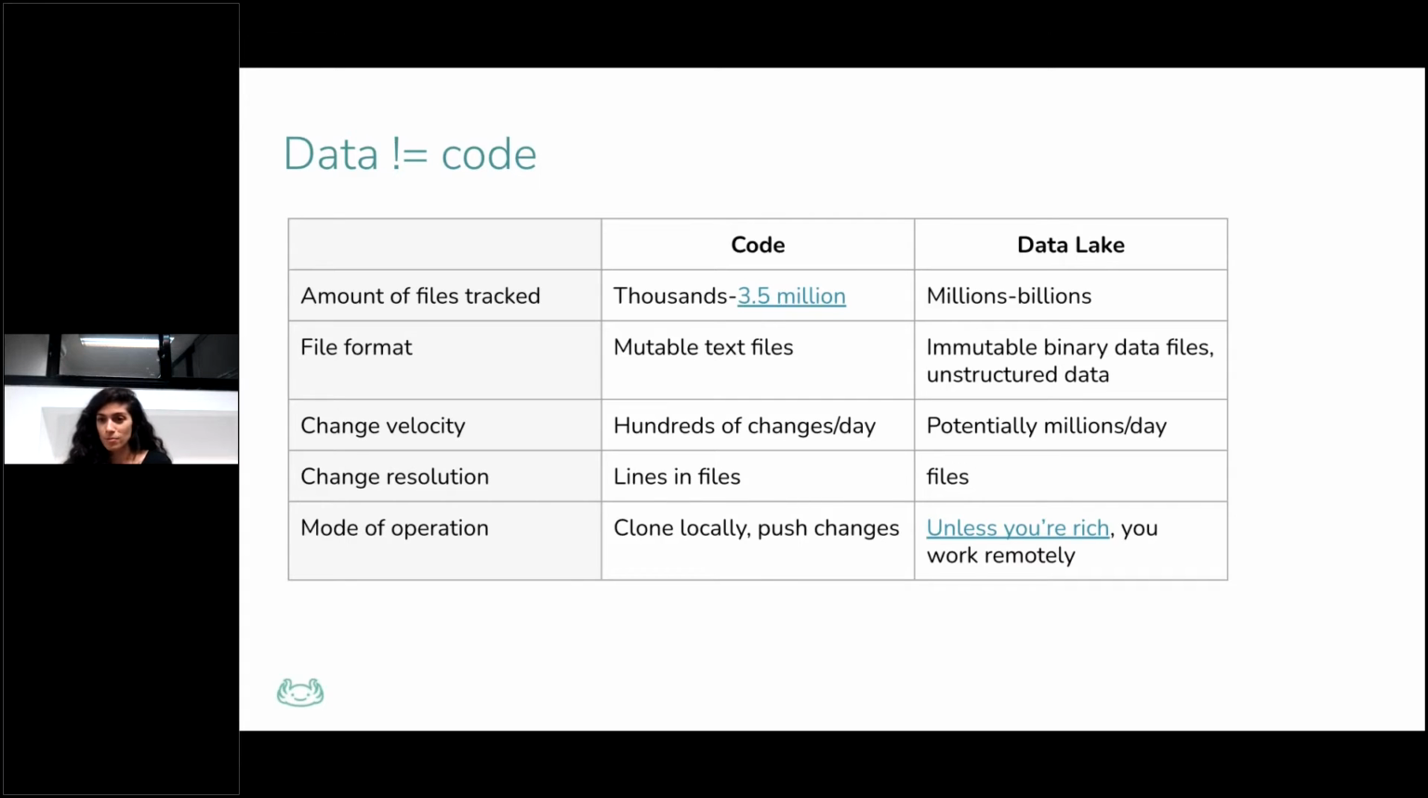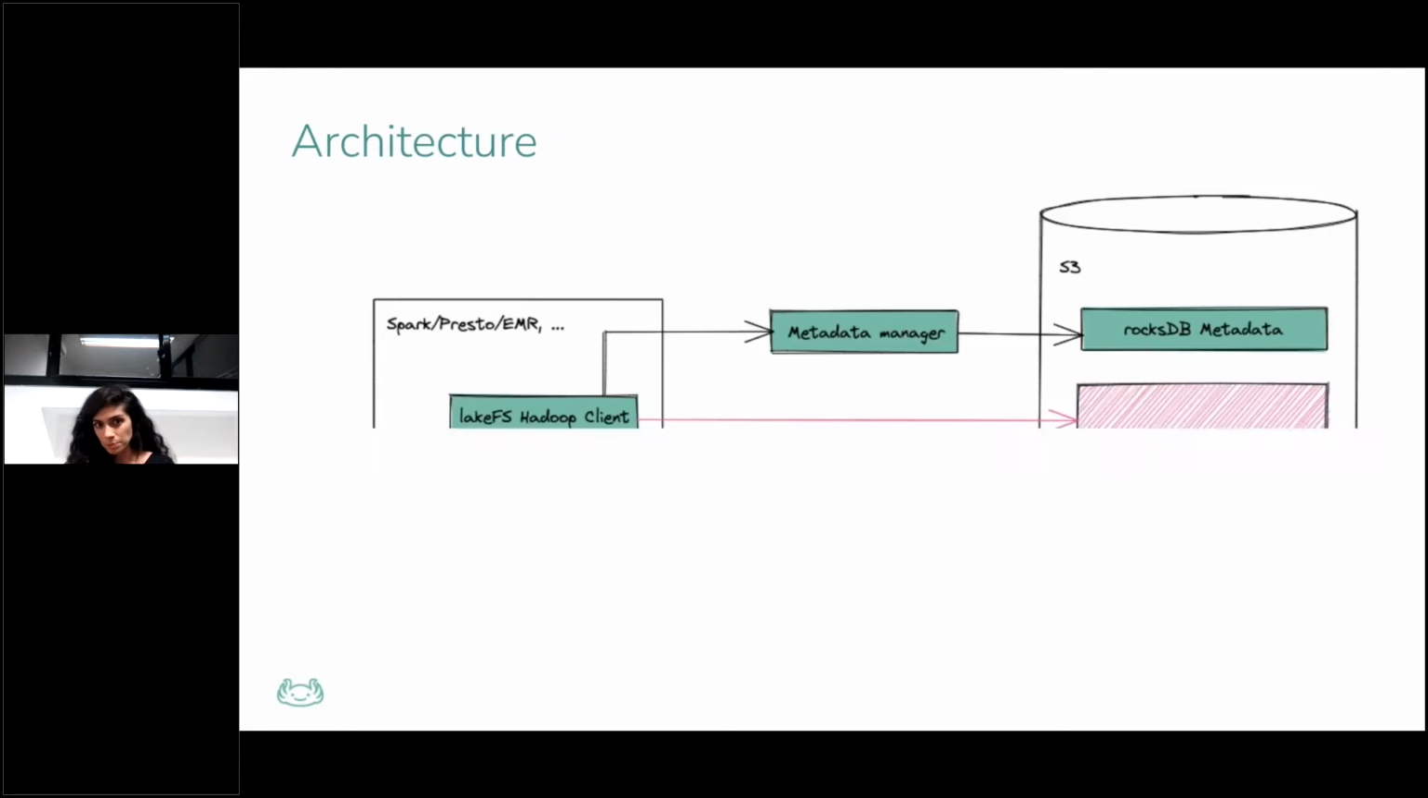So it's very different from code. And the third difference is that in code, the changes done by anyone that works on the code are in the granularity of a line, and in LakeFS, the change is counted in the granularity of an object. So given all these changes, LakeFS is built differently than Git.